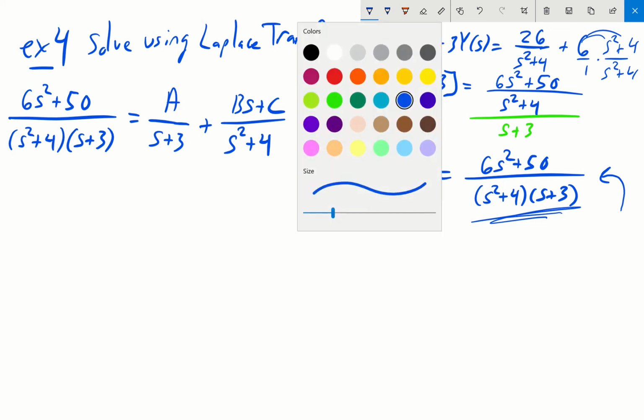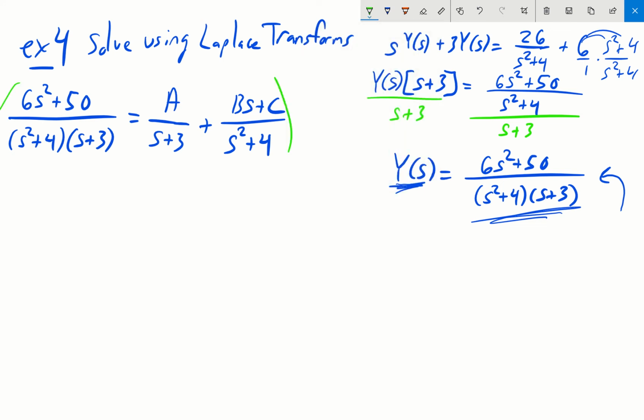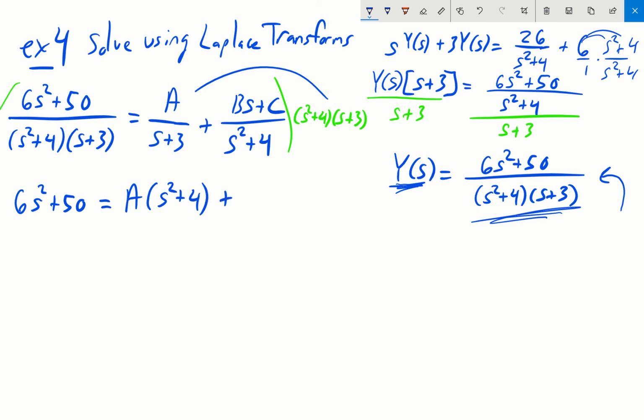To solve for this partial fraction decomposition, we're going to do the same thing. I'm going to be lazy again. You should really show it on both sides as a multiplication. But essentially, we're going to multiply every single term in the equation by that denominator, s squared plus 4 times s plus 3, to clear it off. That'll give us 6s squared plus 50 equals, when we distribute it into this fraction, the s plus 3's cancel, and that leaves us with A times s squared plus 4. Plus, when we distribute it into the second fraction, we end up getting bs plus c times s plus 3.